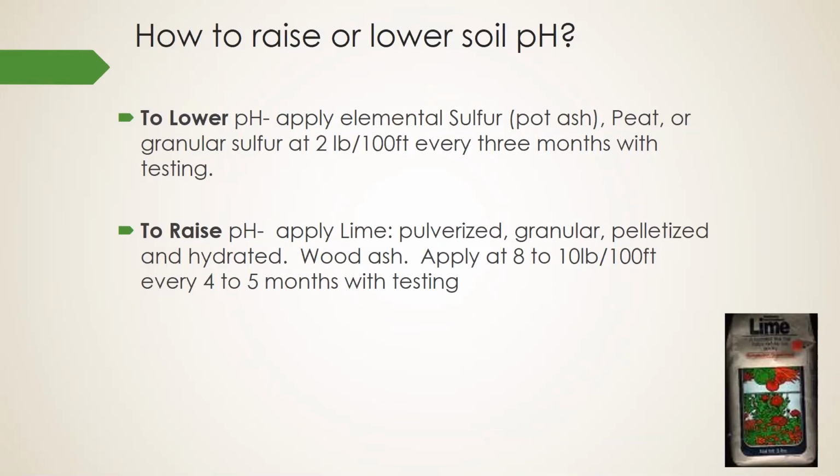Sphagnum peat moss is an organic material that can also lower pH, or we can also use granular sulfur and mix that into our topsoil. And this recommendation is for 2 pounds for every 100 feet every 3 months in concert with testing. So we'd be doing biannual testing along with this to see if we're getting close to the lower pH that we're looking for.